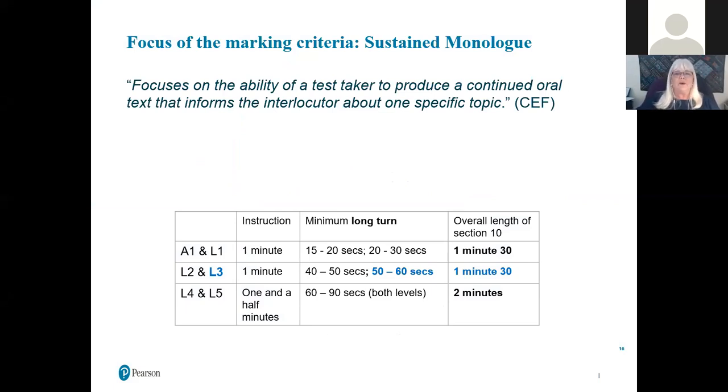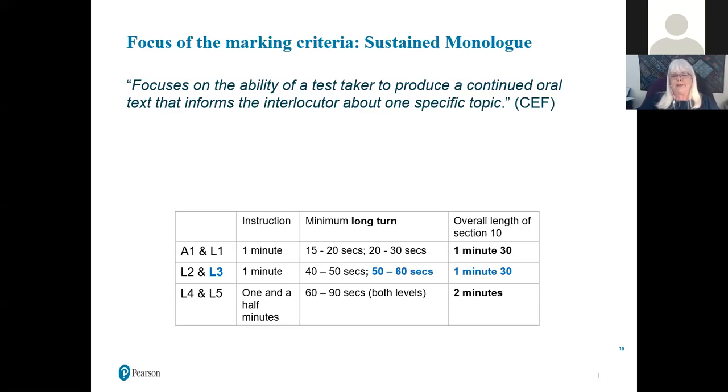So a sustained monologue focuses on the ability of a test taker to produce a continued oral text that informs the interlocutor about one specific topic. Okay, so the clue's in the name, really. We say sustained monologue. Sustained means it goes on for a period of time, and monologue, there's one person speaking. And this is the section where timing is crucial.